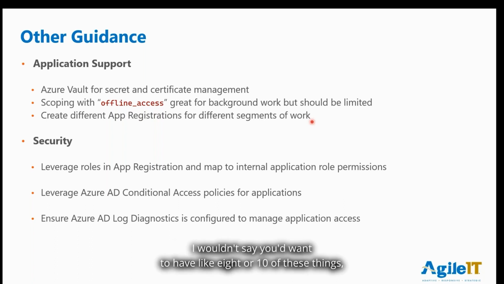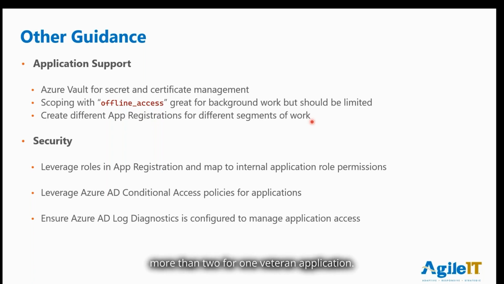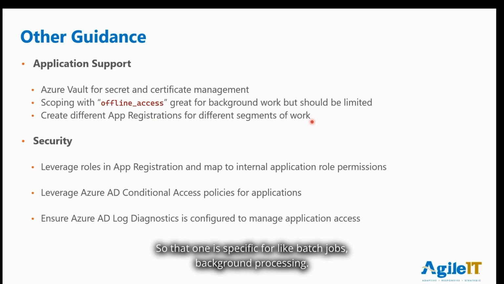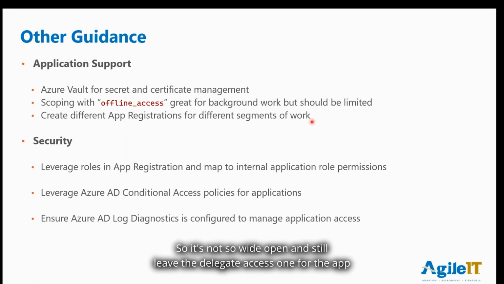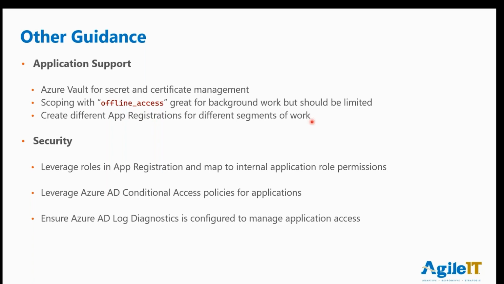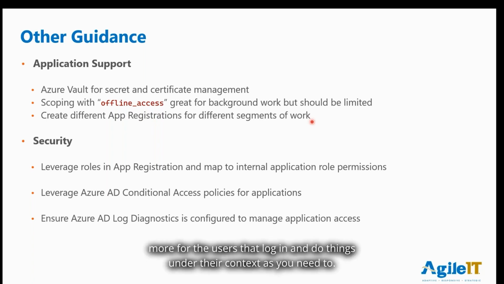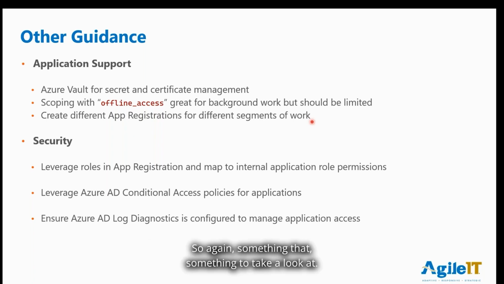So I wouldn't say you'd want to have like 8 or 10 of these things, but it's not uncommon to see more than 2 for one vendor and application. So that one is specific for batch jobs, background processing, so you can track it. That app registration turns into the service principal, so you can also secure what it does in particular places, so it's not so wide open. And still leave the delegated access one for the app registration more for the users that log in and do things under their context as you need to. So again, something to take a look at.